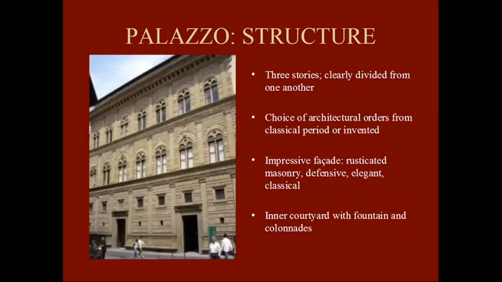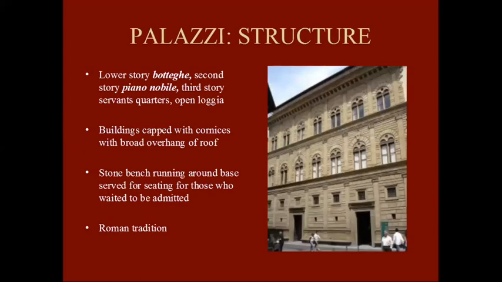3 stories, clearly divided up from one another, architectural orders, impressive facades, rusticated masonry. They're still defensive. Basically they're fortified castles in certain cases. They're elegant, classical, with inner courtyards, colonnades in certain cases. And the way it worked, and I'm sure anyone who's walked into these palaces knows, down below you have these open spaces. Those were the botteghe. They actually rented them out in order to get money back.